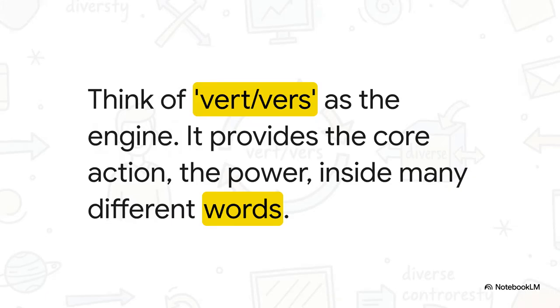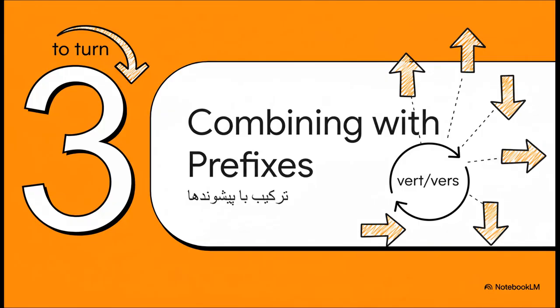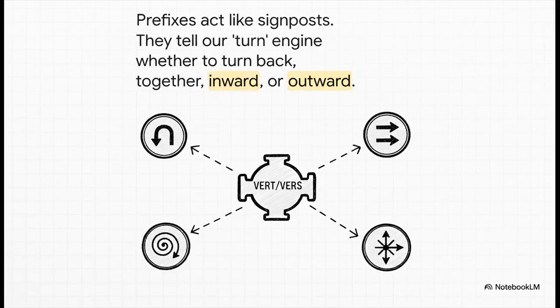You know, a really good way to think about this is to imagine vert and verse as being the engine inside a word. It's what provides the core action, the power. But of course, an engine needs a car around it and a driver to tell it where to go. And that's where prefixes come into play. So, we have the root, which gives us the action, to turn. The next piece of the puzzle is adding prefixes, which tell that action which direction to go in. Just think of prefixes as little direction markers. They attach to the beginning of the word and they tell our turn engine whether it should turn back or turn inward or turn something together.